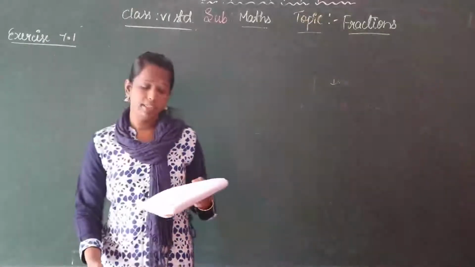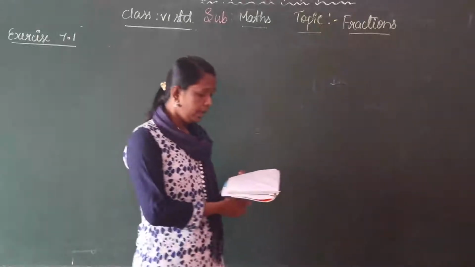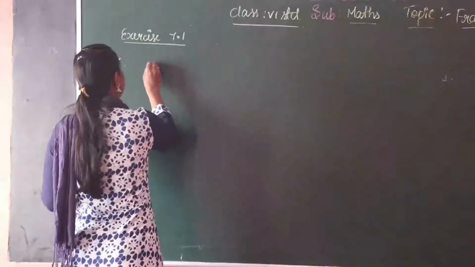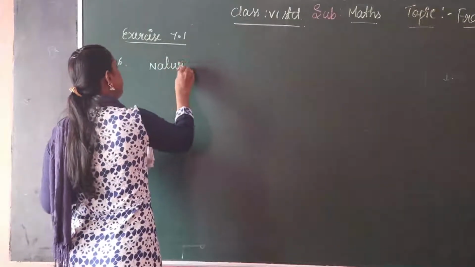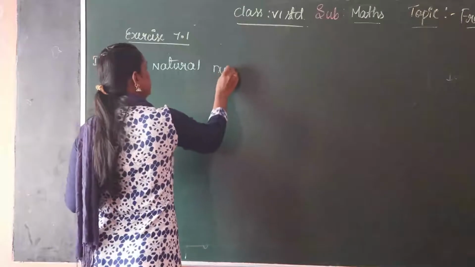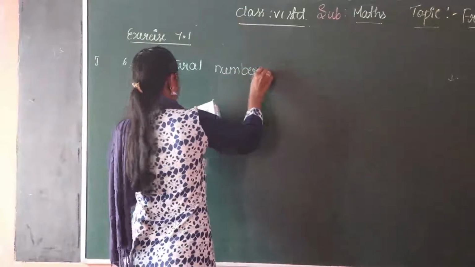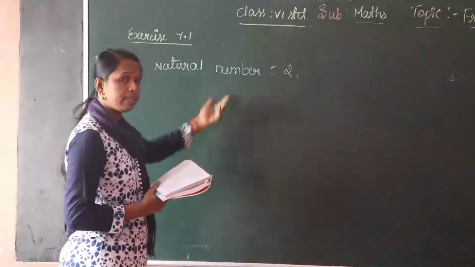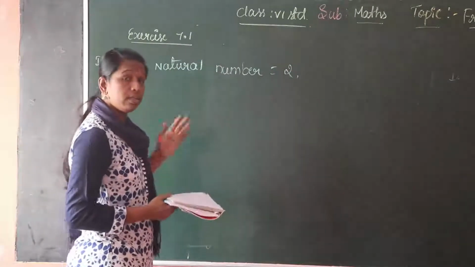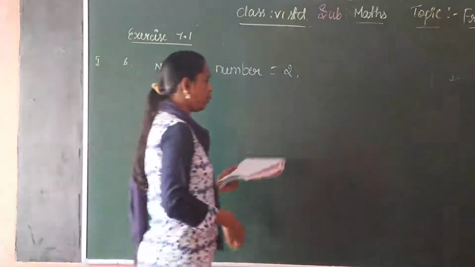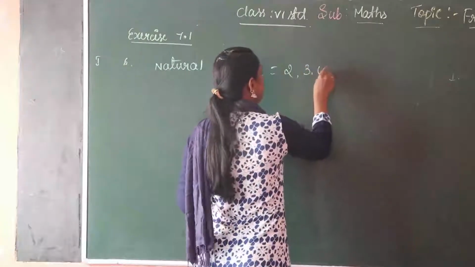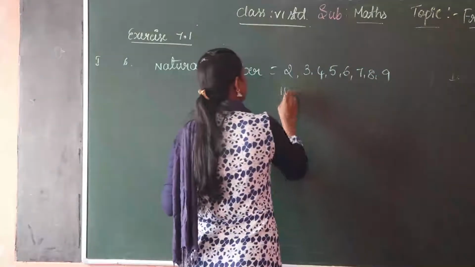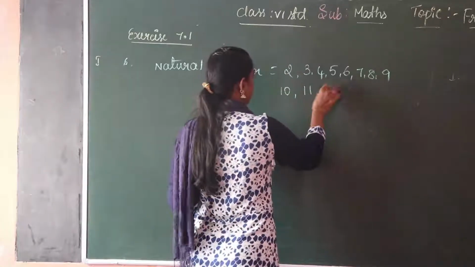Write the natural numbers from 2 to 12. First I will write the natural numbers. Natural numbers starting from what? Natural numbers start from 1. So here they have given starting from 2, we can write up to 12: 2, 3, 4, 5, 6, 7, 8, 9, 10, 11 and 12.